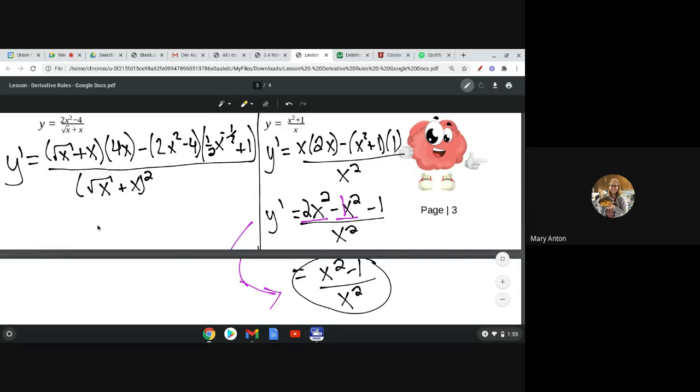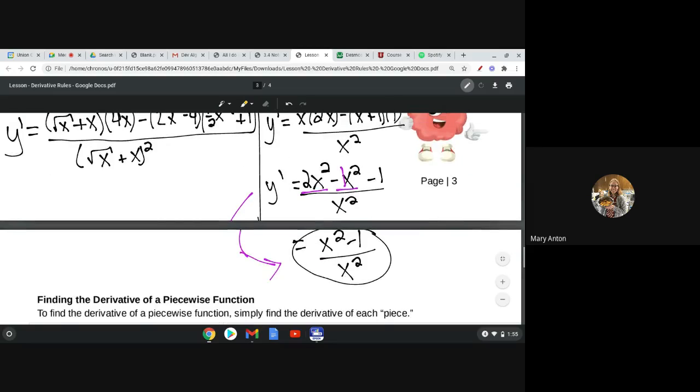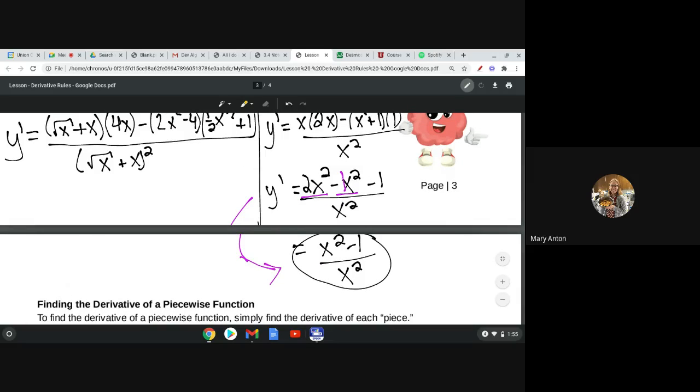Okay, well, then if you haven't already, go ahead and flip the page. And we'll finish this last page of notes, all about the rules of derivatives.